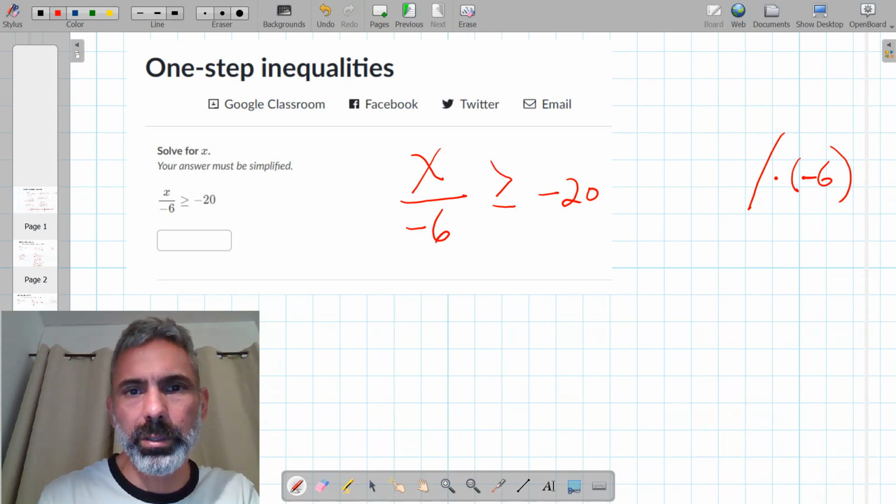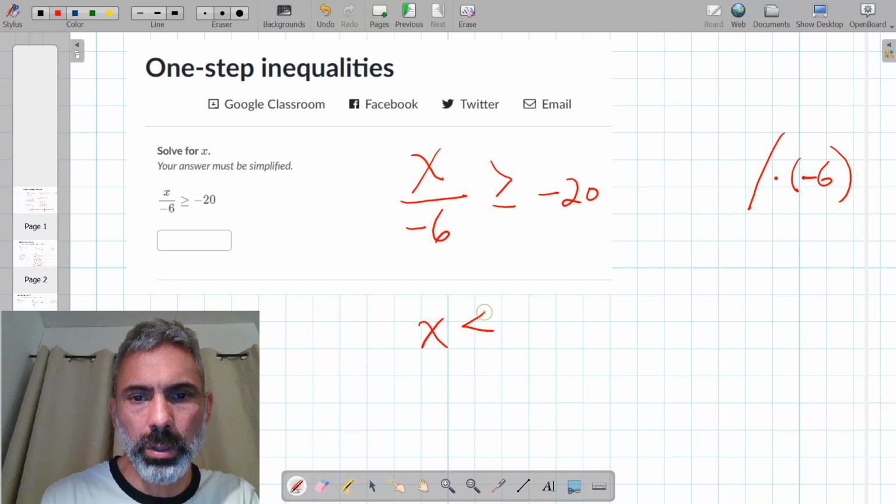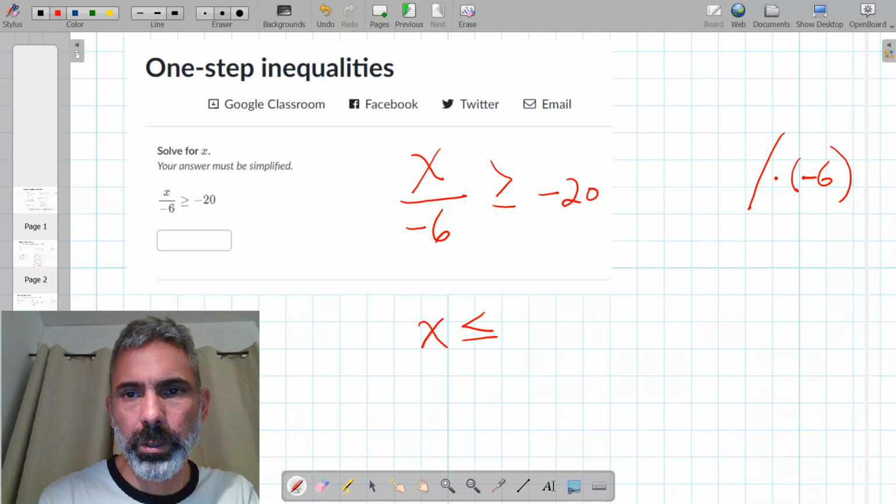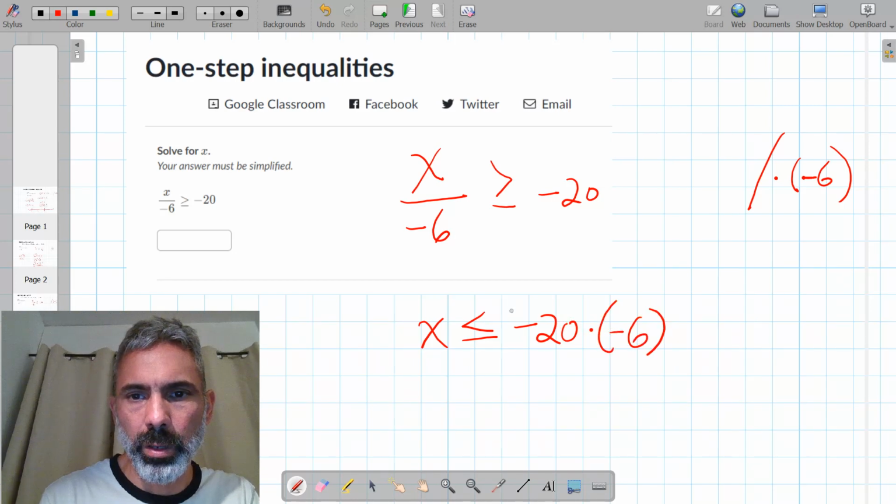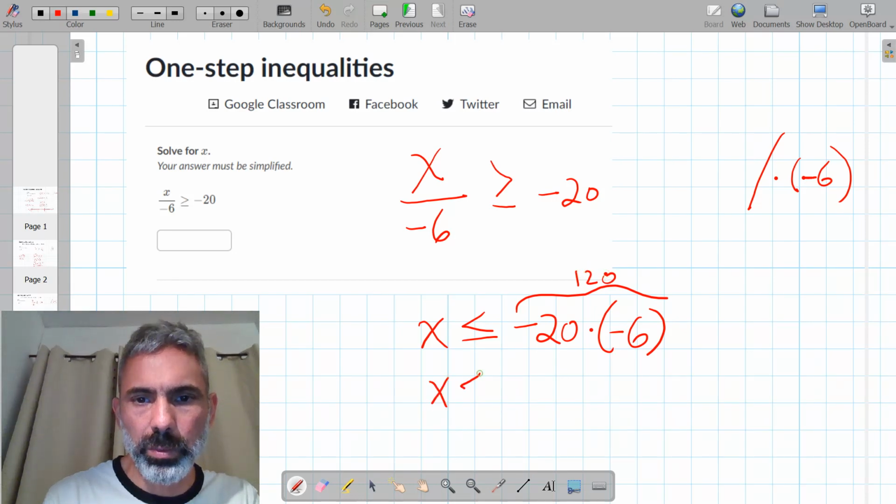Okay, so on the left hand side I'm left with x. X divided by minus 6 multiplied by minus 6, I'm left with x. The sign of the inequality flips from greater than or equal to less than or equal to, and here I have minus 20 multiplied by minus 6, which is 120. So x needs to be less than or equal to 120. Okay.